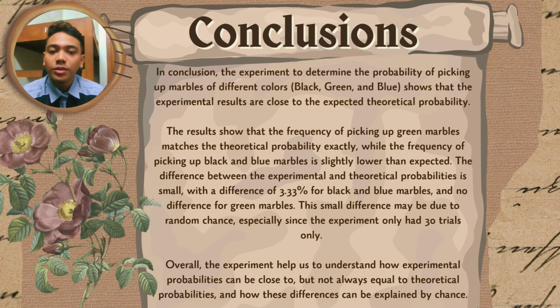This small difference may be due to random chance, especially since the experiment only had 30 trials. Overall, the experiment helped us to understand how experimental probabilities can be close to, but not always equal to, theoretical probabilities, and how this difference can be explained by chance.